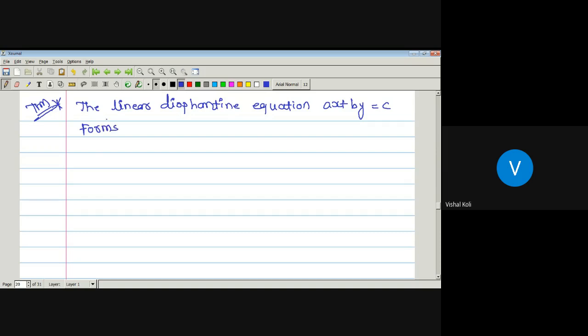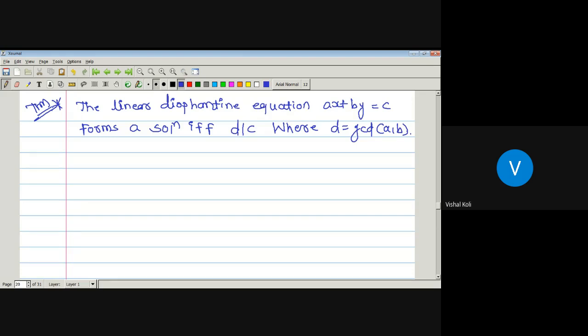So the linear Diophantine equation ax plus by equal to c has a solution if and only if d divides the integer c, where d is nothing but the GCD of the two integers a and b. Okay, so this will be the theorem and we have to prove this one. The linear Diophantine equation ax plus by equal to c has a solution if and only if d divides c, where d is the GCD of a and b.